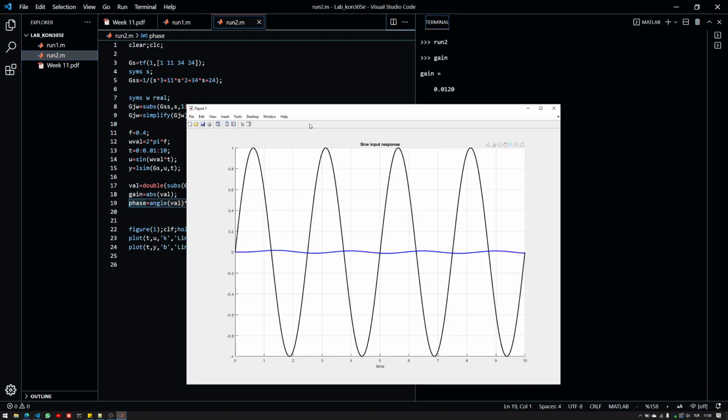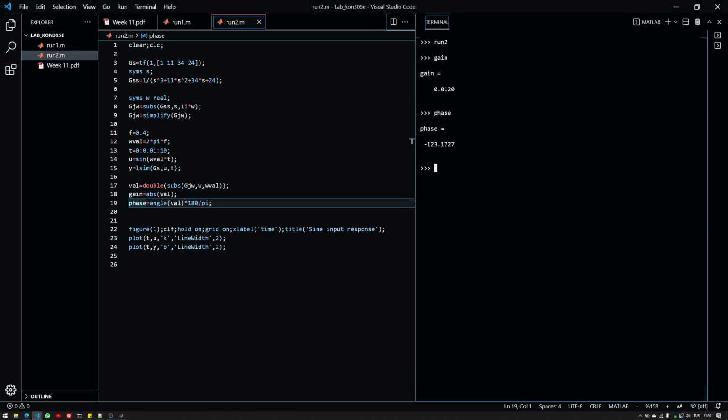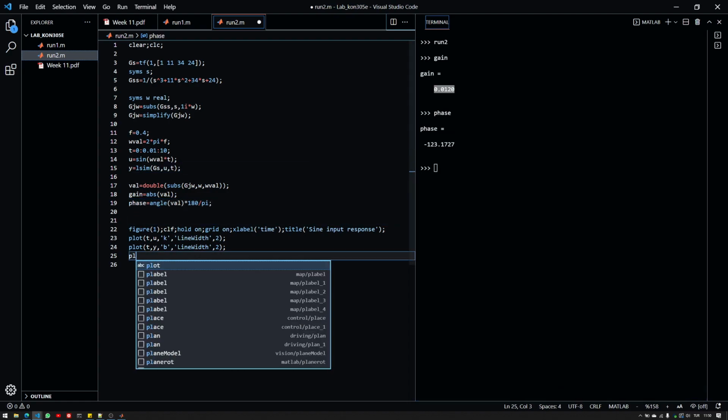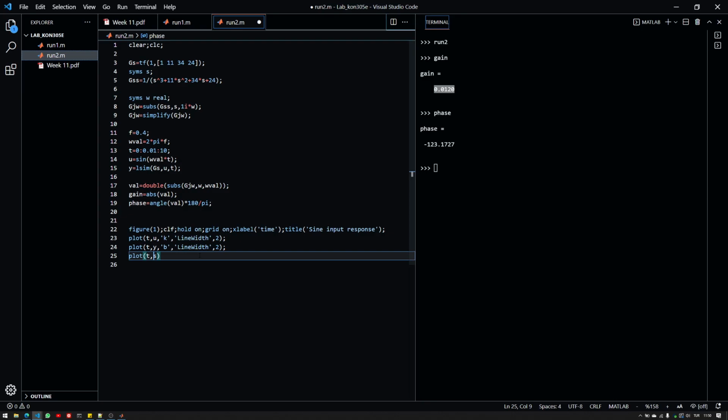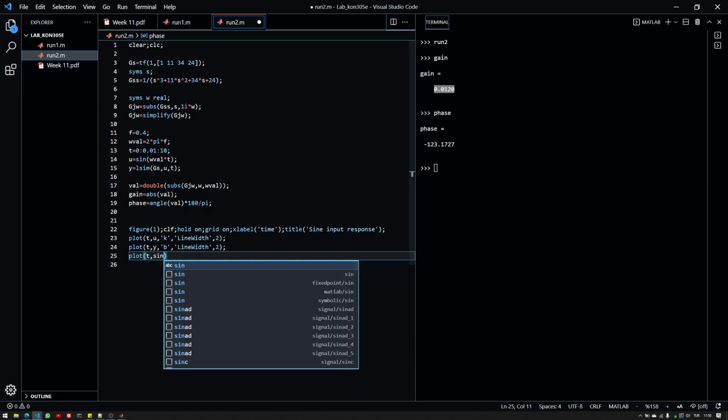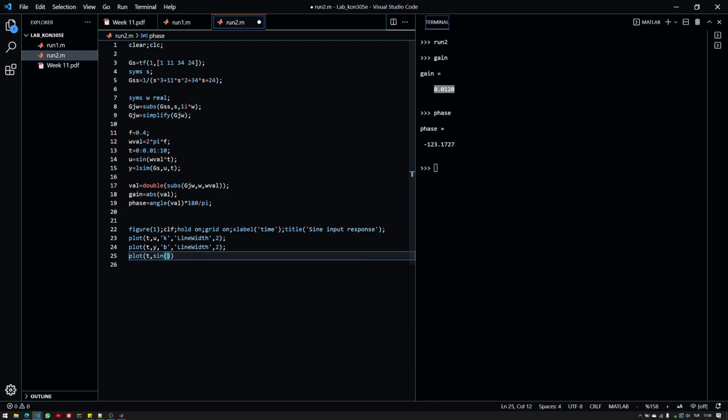So now I can see that the gain is really, really low. So what I can basically do is I can plot another sine wave, sine of omega times t, and I can use the gain here. So let's say gain times sine, and let's say that this is a red one, line width, and then 2.